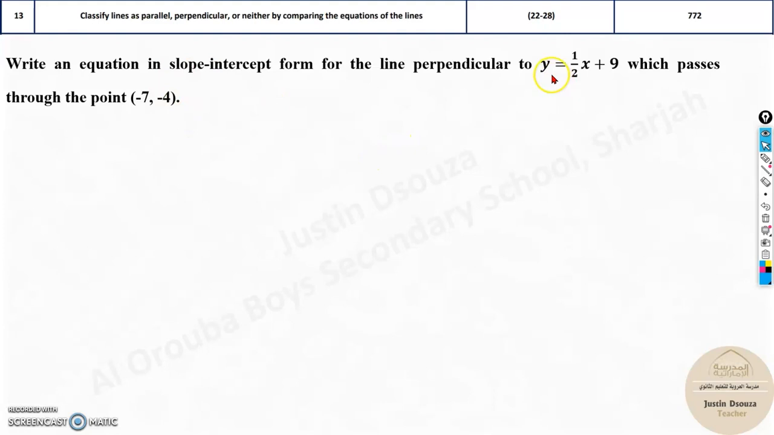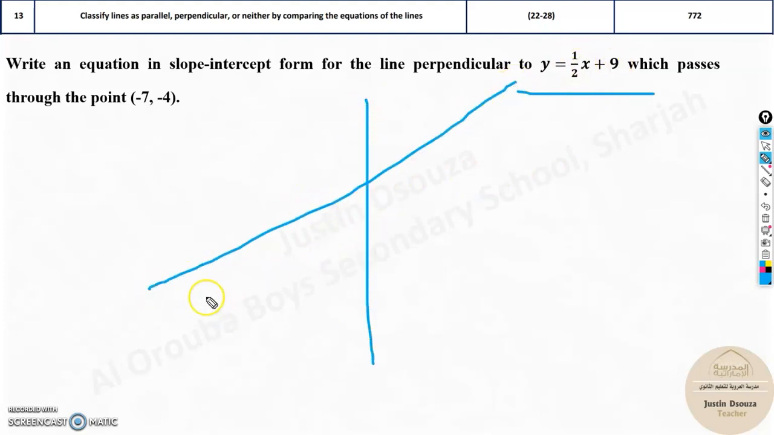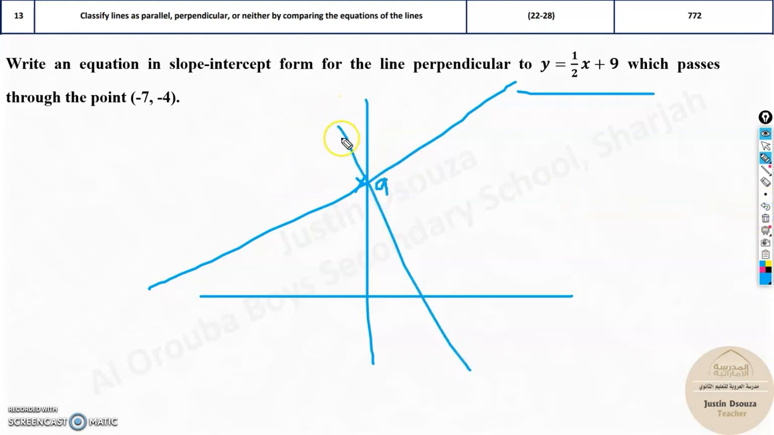Now what this means is, they have given an equation, this is the particular equation, and they have told us we need to draw a line, not this one. Now this is 0.5x, it's a positive slope, it will go something like this, and the y-intercept is at 9. Not this line. We need to draw a line which is perpendicular to it. So it must be 90 degrees to this, so it'll be something like this.